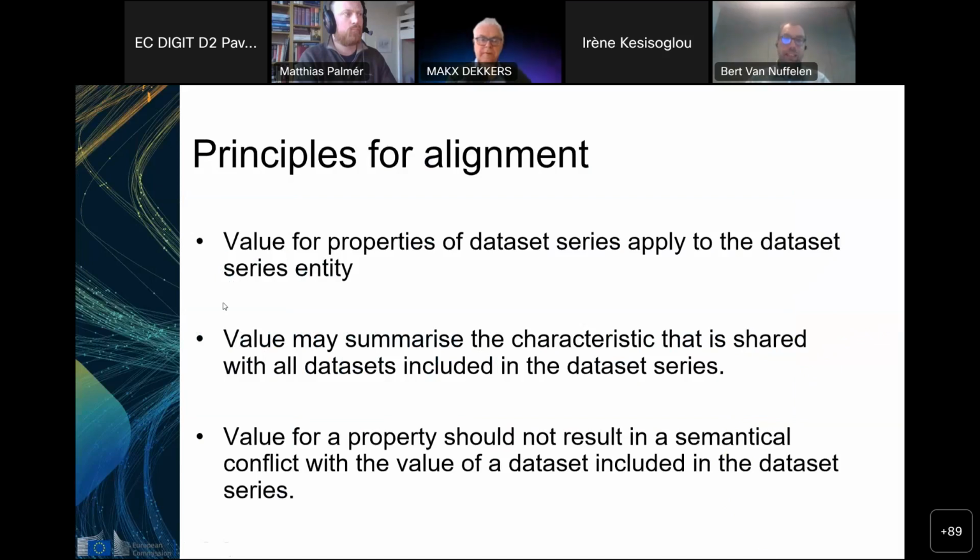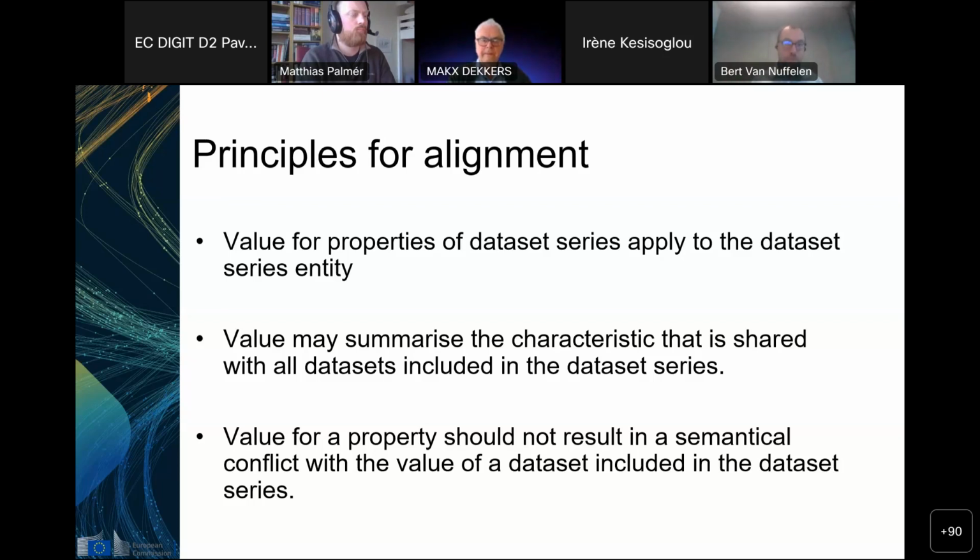What we have done is that we try to make the proposals in a way that it makes a lot of sense. And so that means that if you read a property of a dataset series and those values, then they apply to the dataset series entity resource. And so it's not about something that happens in the dataset itself. No, it's a property that should describe the whole collection as a whole, and the name is that dataset series.